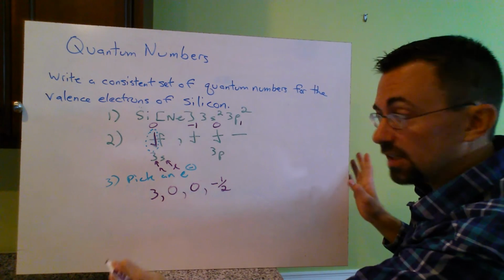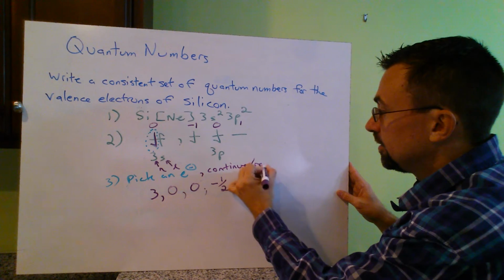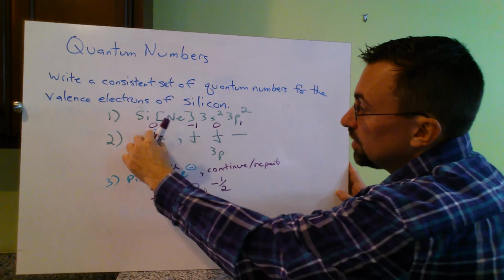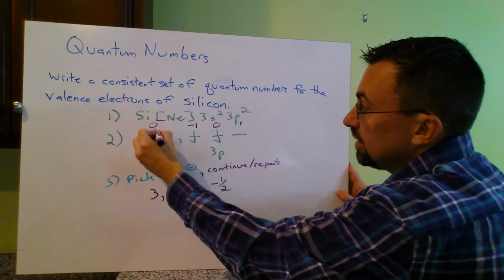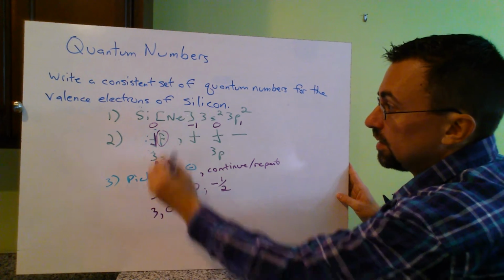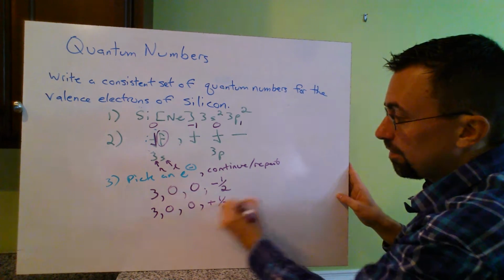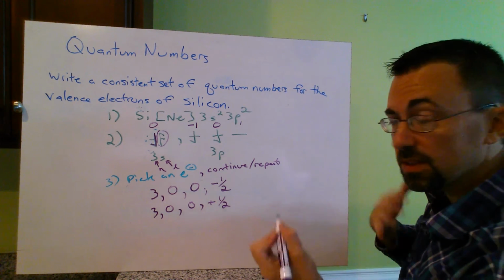Now pick another electron. Continue, repeat. So now I'm going to move over and take this second electron right here. We're going to do the same thing, it's still 3, still S, still with a 0 over it, except now it's pointing up, so I'm going to call it +1/2. Hopefully this is starting to make some sense.